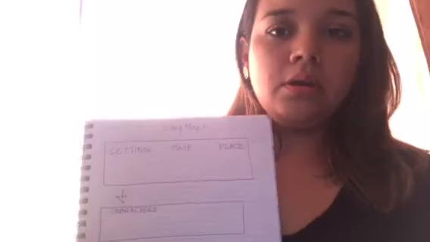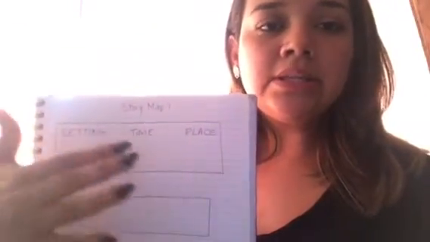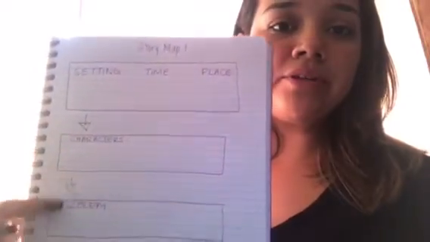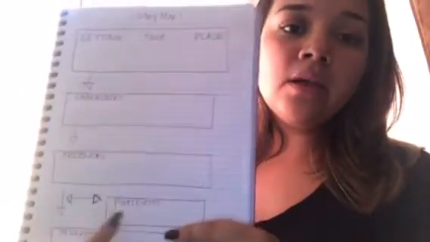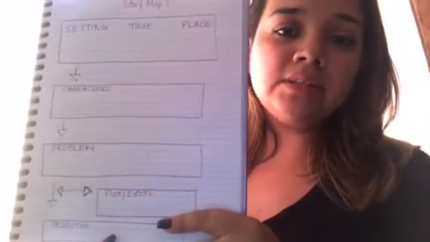Of course, I derived it from the website, so it looks like this. It talks about the setting, the time, the place, the characters, the problem, if there are plots or events that happen after the problem is stated, and the resolution.